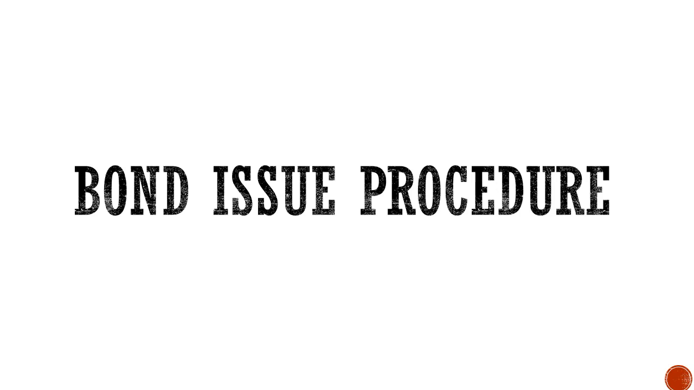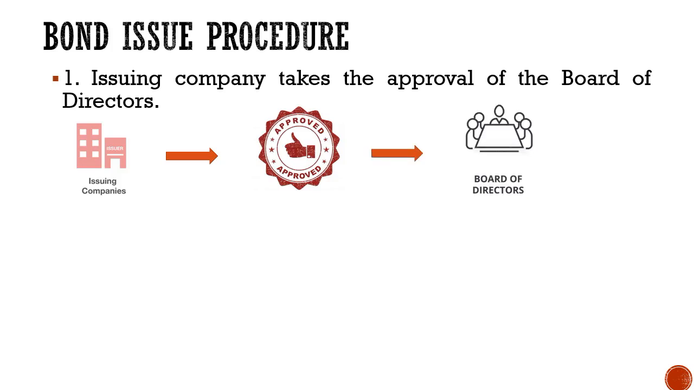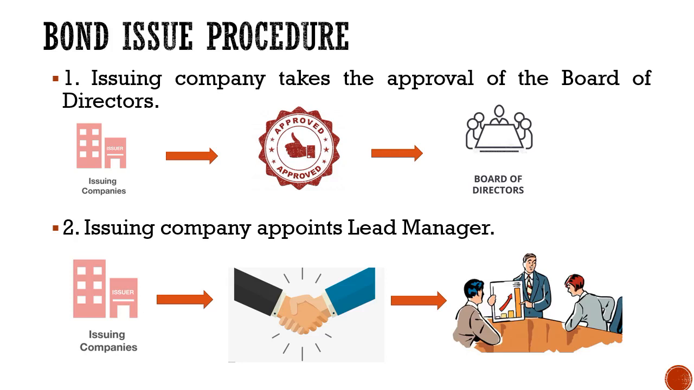Okay, now let us learn the bond issue procedure. The bonds are issued in the following process. Number one, the issuing company takes the approval of the board of directors. So if a company wants to issue bonds, it will first need to take the approval of the board of directors. Second, the issuing company appoints a lead manager, who will take the lead of issuing the bonds.